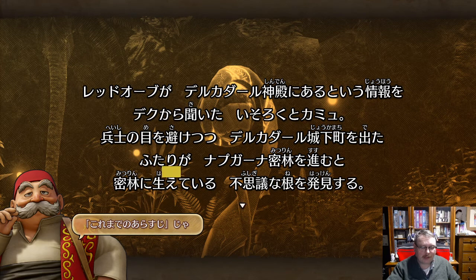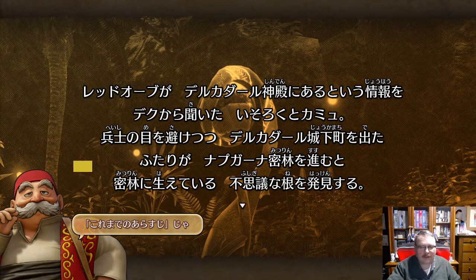Okay, so we're talking about the futari ga. The ga here is the subject marker. Everything before it is just fluff. You can start this sentence at the word right before ga. So futari ga Napugana Mitsurin o susumu to Mitsurin ni haeteru fushigi na ne o haken suru. So the two people, as they advance through the Napugana jungle, they discover a mysterious root growing in that jungle.